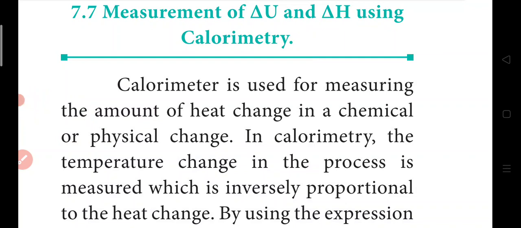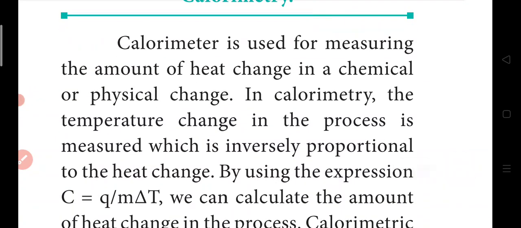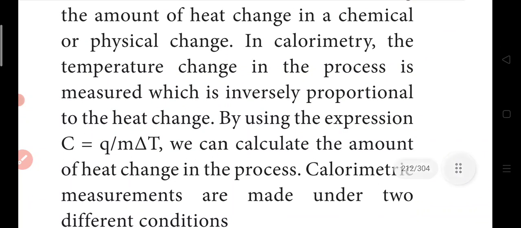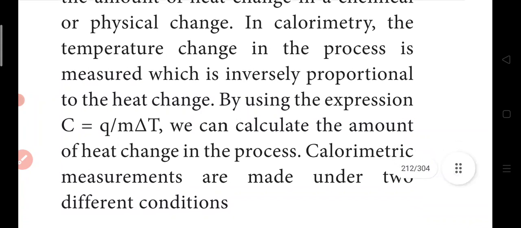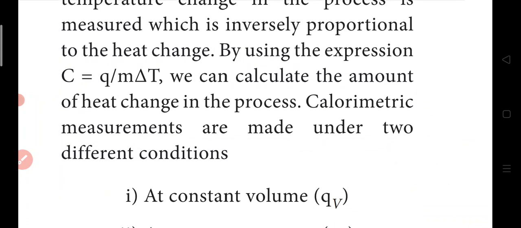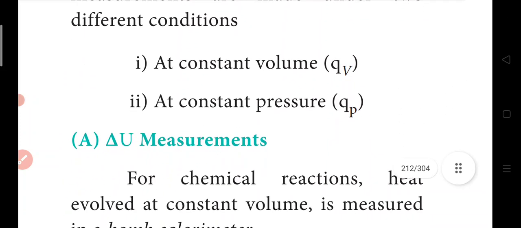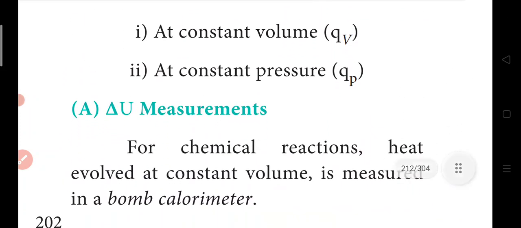A calorimeter is used for measuring the amount of heat change in a chemical or physical change. In calorimetry, the temperature change in the process is measured, which is inversely proportional to the heat change, by using the expression. Just now we saw that expression, C is equal to Q by M delta T. So we can calculate the amount of heat change in the process easily using this calorimeter. And calorimetric measurements are made under two different conditions. One is at constant volume, the other one is at constant pressure.